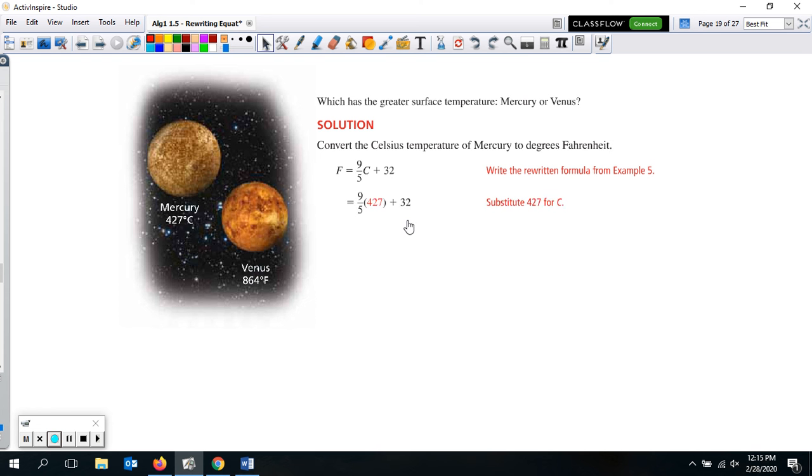You can figure it out if you plug in a number for C. So they plug in the Celsius number they know for Mercury, multiply it by 9/5, and then add 32. It gives them 800.6 Fahrenheit. So Mercury was actually 800.6 Fahrenheit, which means Venus has the greater surface temperature. They're still both really hot. Obviously, we wouldn't be able to live on those planets. You could never even go to those planets because you would just melt.